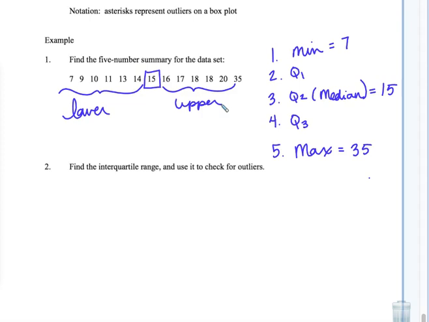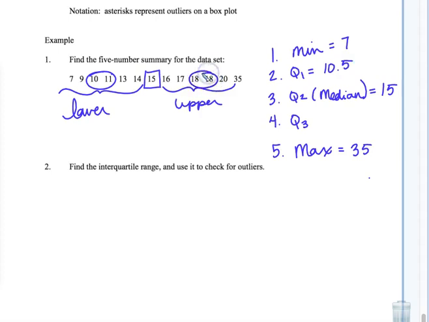All right, so what I need now is Q1. If you look up at the top, it's the median of the lower half, the middle of the lower half. So when I look here, there's two middles. When there's two middles, I add them and divide by 2. So when I add them, that's 21 divided by 2, which is 10.5.